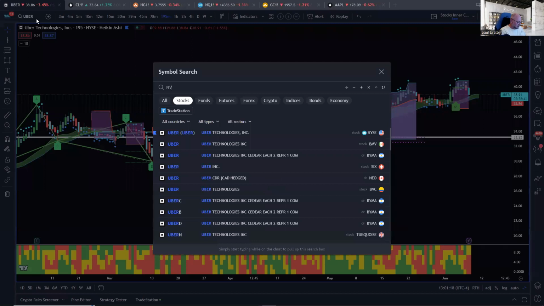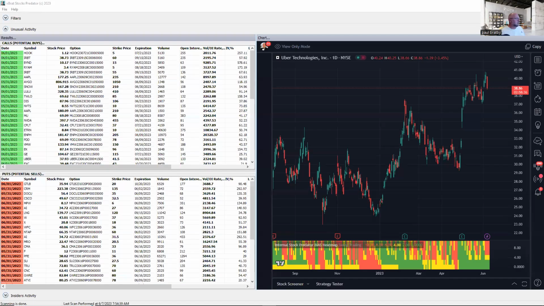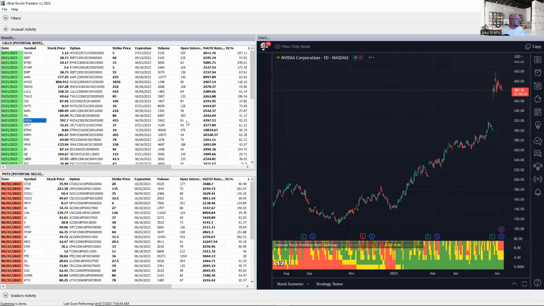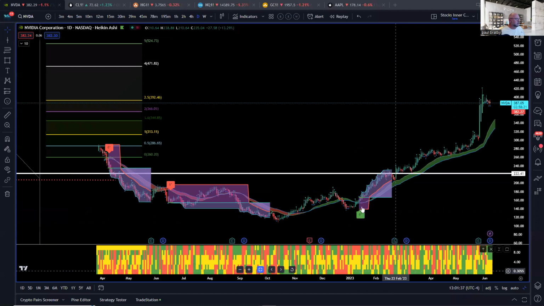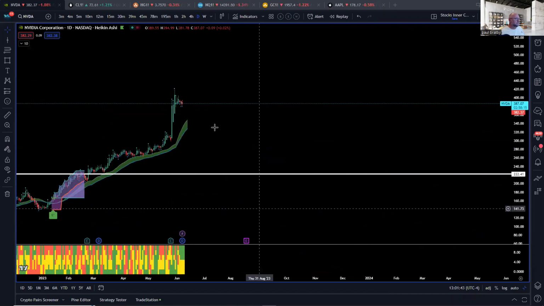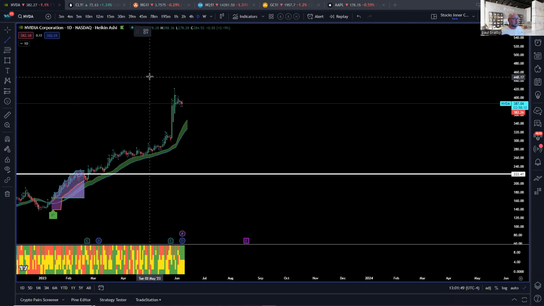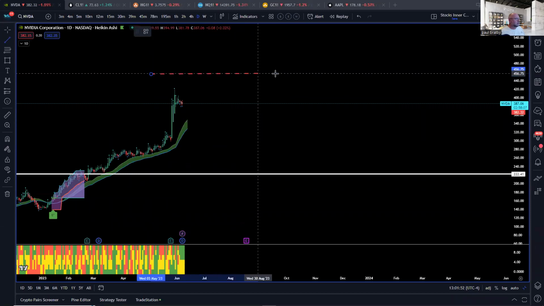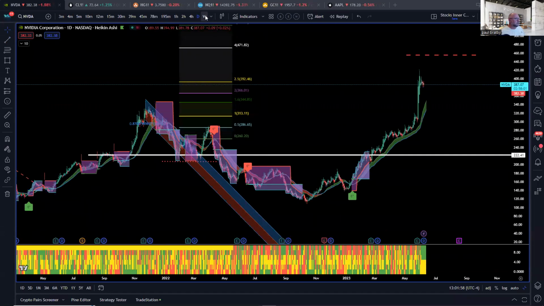Let's go for NVDA. Go back to the daily a second. NVDA, strike price of 455. Volume's not bad. Where's 455? Okay. Just going to put 455 on there. So that's a strike price. Let me go to weekly in a second.